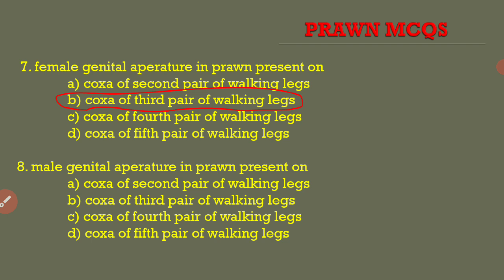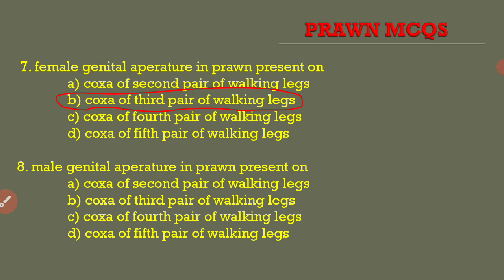Coxae is the base of that particular walking leg by which these legs are attached to the body. On that base, the genital apertures are present. In case of female, this genital aperture is found on coxa of third pair of walking legs.